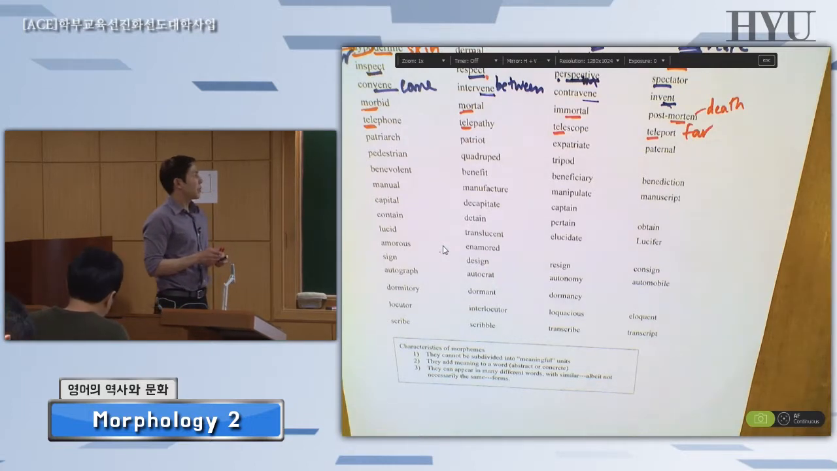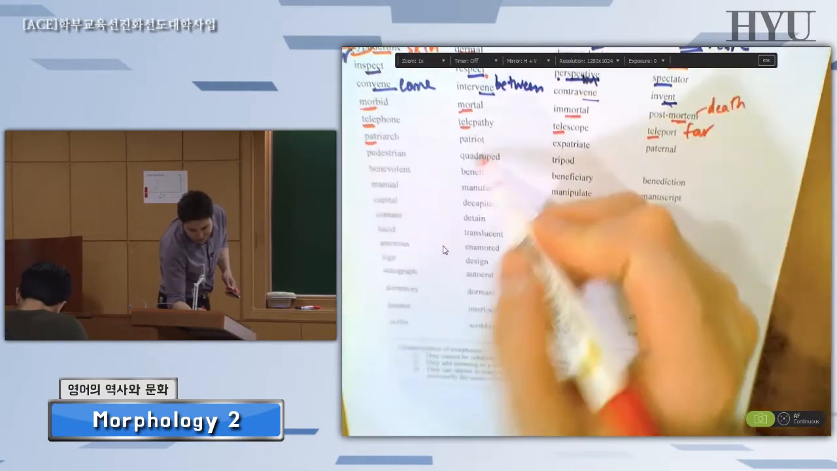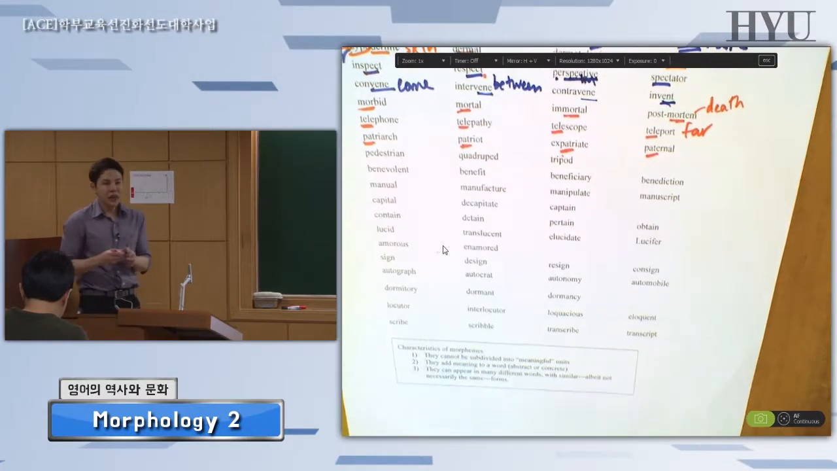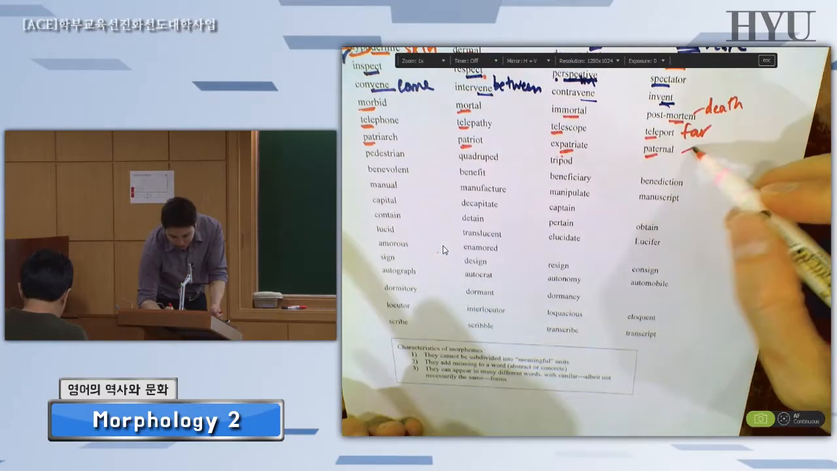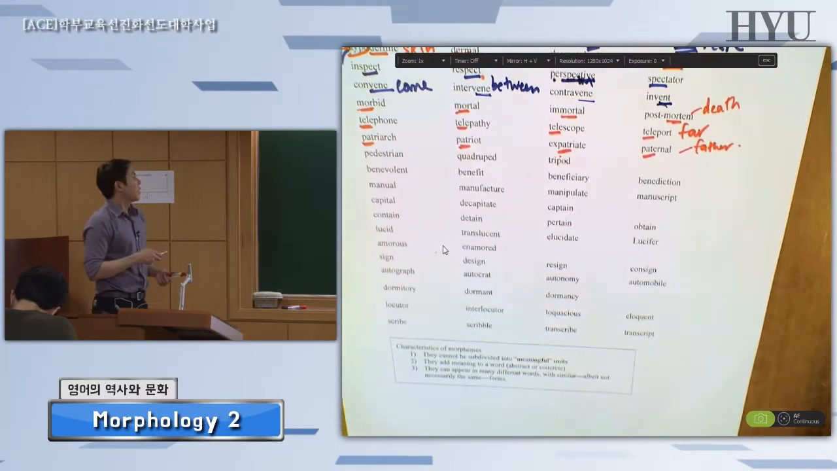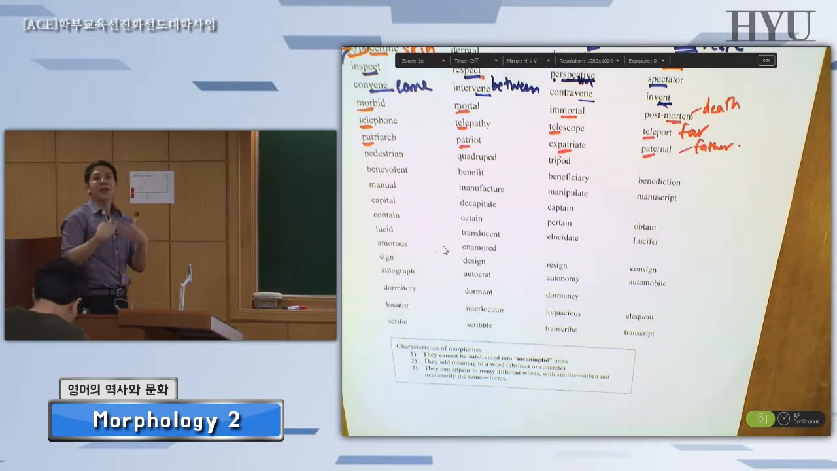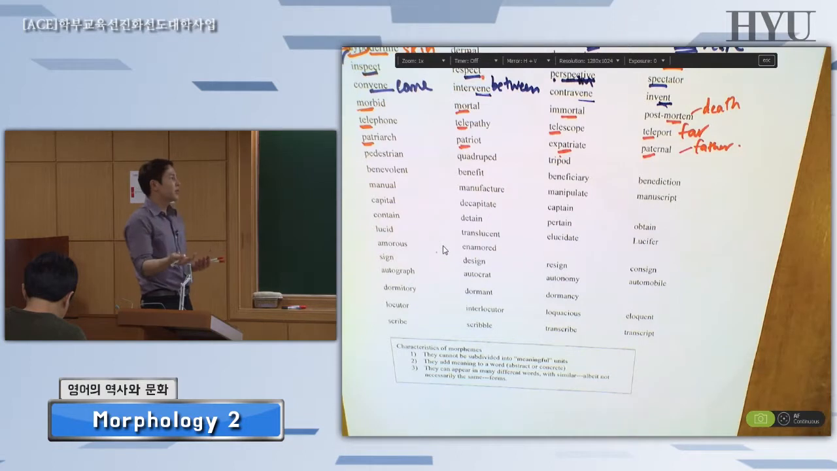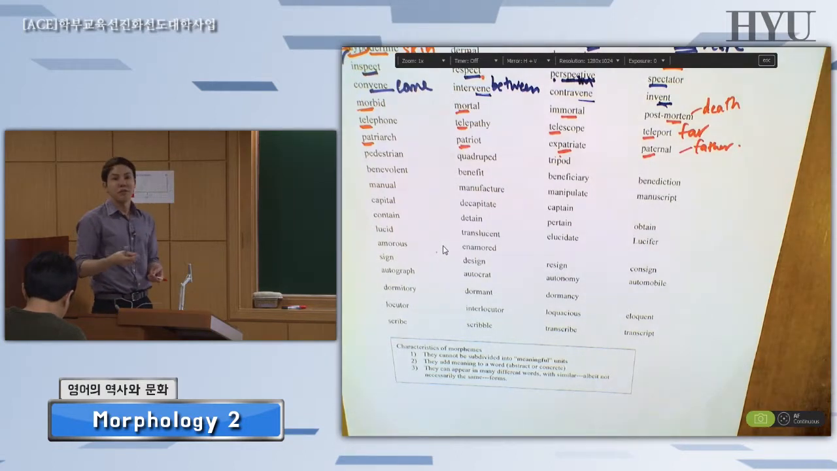Next one, patriarch, patriot, expatriate, and paternal. So we have pat, pat, pat, and pat. They all share the meaning of father. Like your country, like you're patriotic. So that's like fatherland, right? Paternal is father's side. Expatriate, ex is out of, so out of your country. So a person who works out of the country, you call him an expatriate, for example, okay?